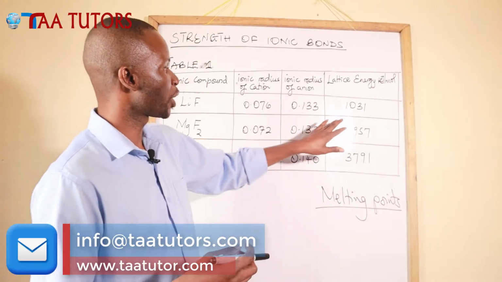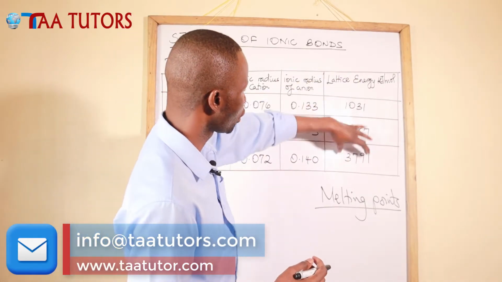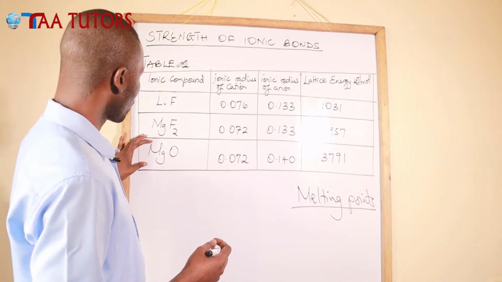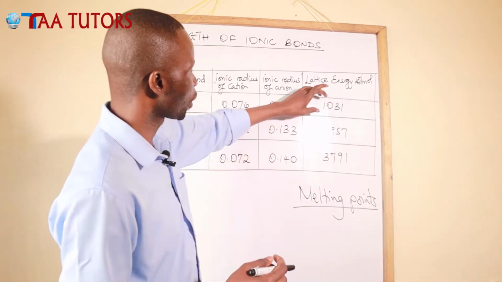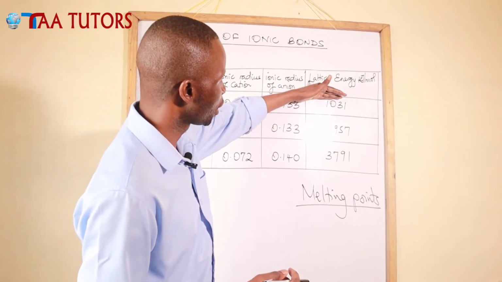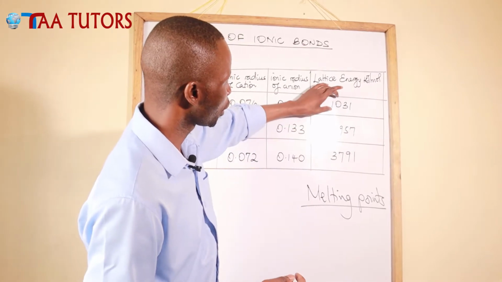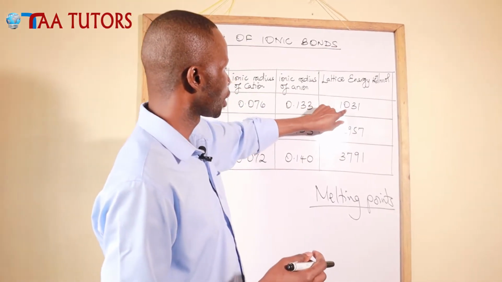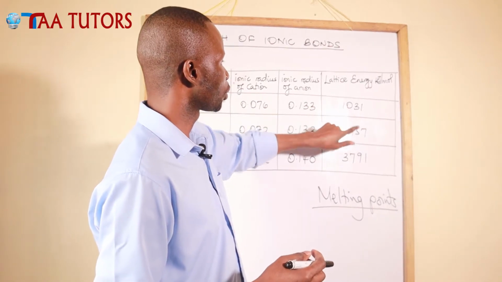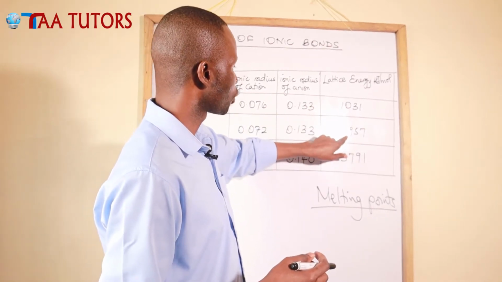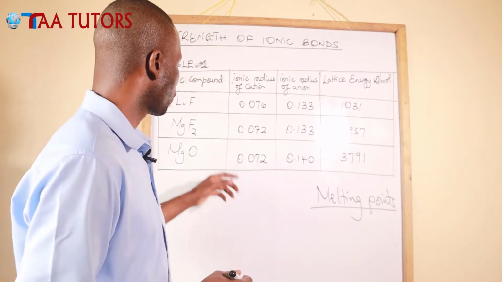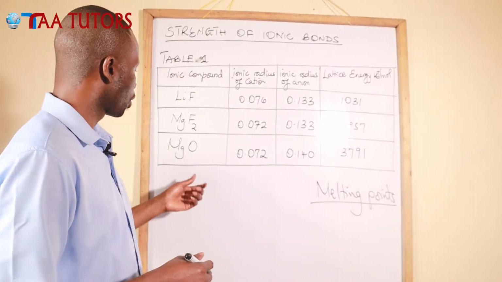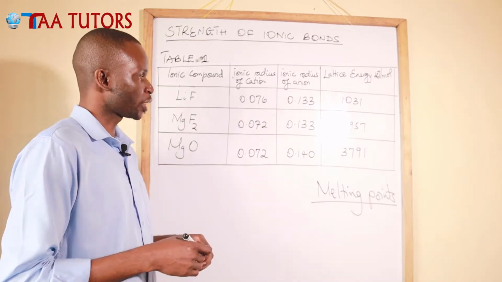So from here we can see that as we come down in this category, we have lithium fluoride, magnesium fluoride, and magnesium oxide. We can see the lattice energies increase as we come down. Lithium fluoride has the lowest lattice energy, 1031 kilojoules per mole. We have 2957 kilojoules per mole for magnesium fluoride, and 3791 kilojoules per mole for magnesium oxide.